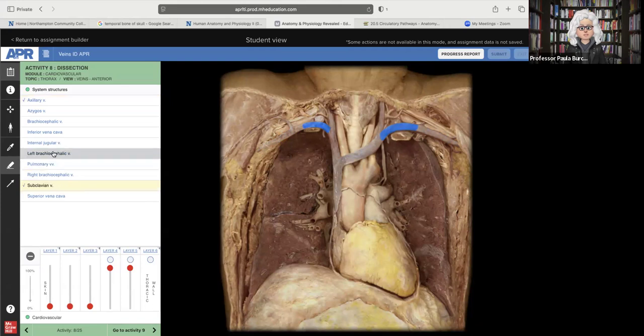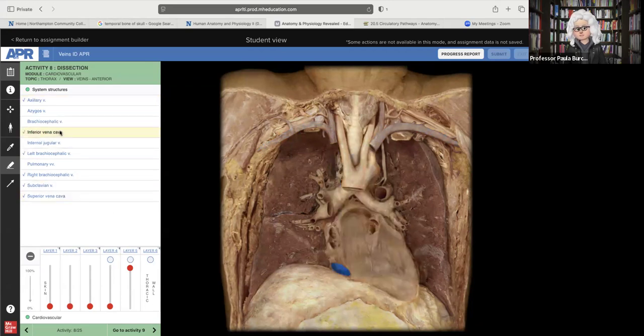And then from there into your brachiocephalics. So you're going to have a left one and a right one into the superior vena cava, which will then drain into the right atrium. The inferior vena cava is going to be down here. So we're going to have to remove the heart so that we can see it right there. Remember, these are your lungs, and this is your diaphragm.